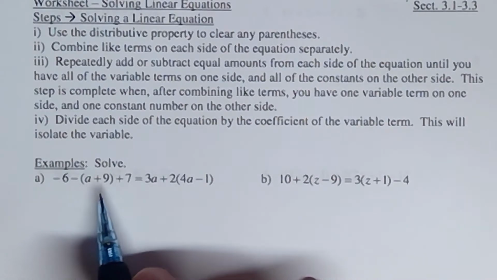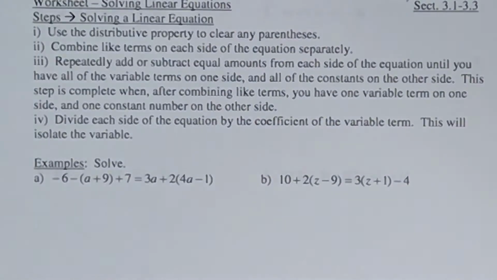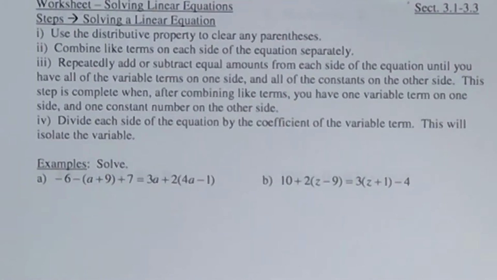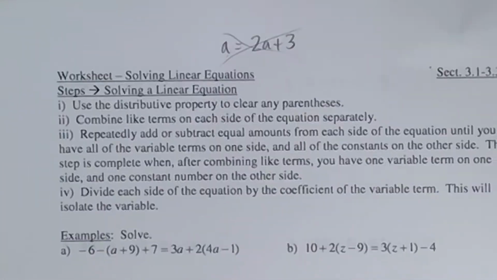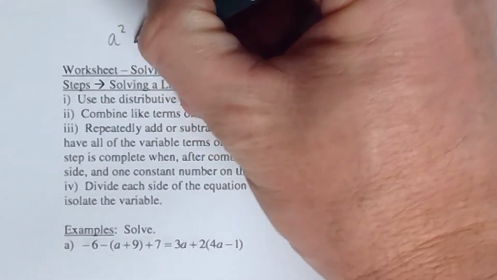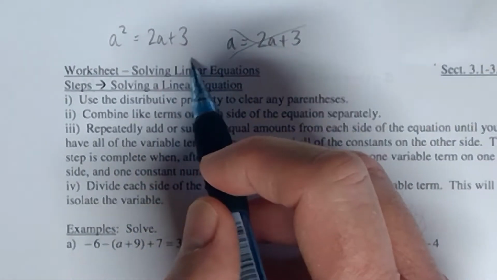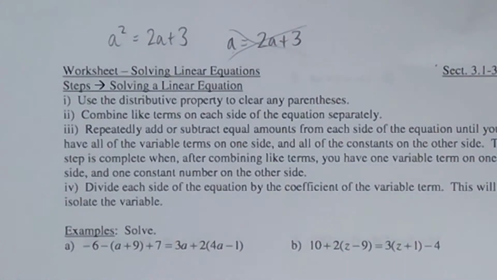For example, after I clear out the parentheses here, you'll just see a. You won't see a to the second. You won't see a to the third. You'll just see a. Whereas in the next section that we're going to do after this one, which is section 7.5, you'll see stuff like this. Why is this not a linear equation? It's because you have a to the second power.